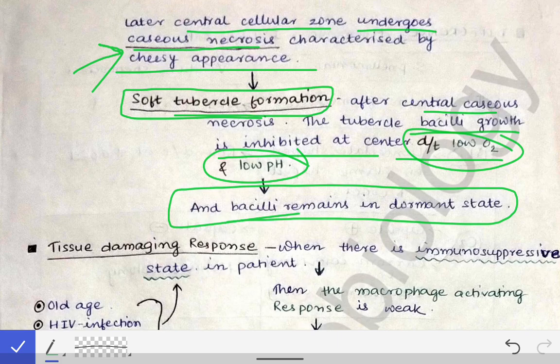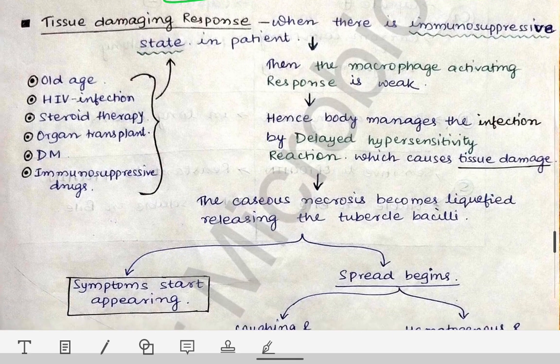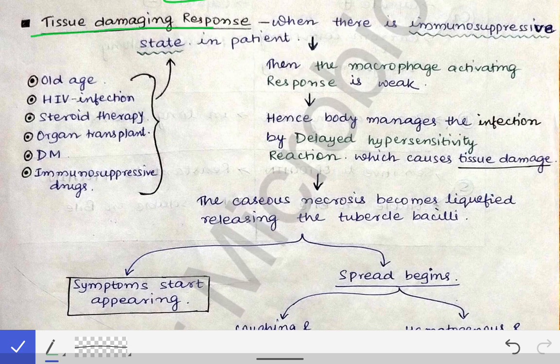So this was all about the first part of the tuberculosis pathogenesis. Now begins the second part. The second part is the tissue damaging response. So how does that begin? The exposure to the tubercle bacilli has occurred earlier, and now there has been formation of soft tubercle, and the bacilli are in the dormant state. Till now it is all clear. Now begins the tissue damaging response.